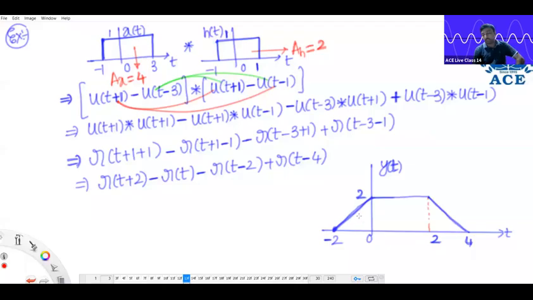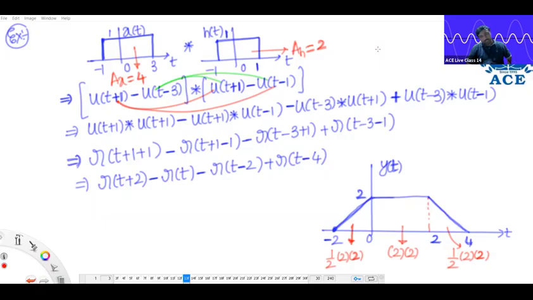It is a combination of two triangles and one rectangle. This part area is half base height. This part area is 2 into 2. This part area is half base height. Add all the numbers, the answer is 8. So the area under the output equals the product of individual areas. That is also satisfied. Please go through the steps, everyone.